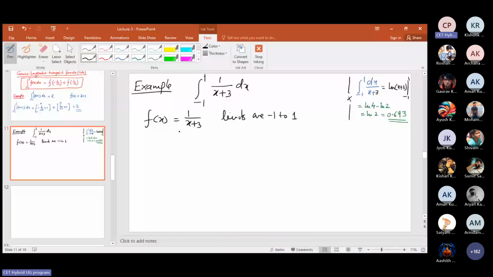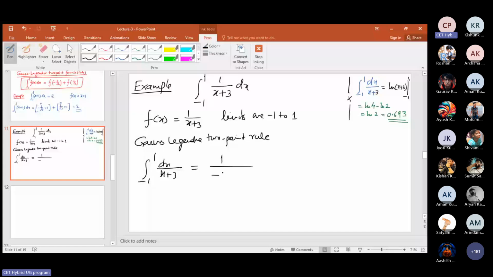If I apply the Gauss-Legendre 2-point rule, I hope you are convinced that we can apply it. Then from there, the integral from -1 to 1 of dx upon x plus 3 will become 1 upon x की जगह पे क्या करोगे, -1 by root 3. f of -1 by root 3 रखना है ना, plus f of plus 1 by root 3, तो 1 upon 1 by root 3, सॉरी ये 3 होगा यहाँ पे, 1 by root 3 plus 3.